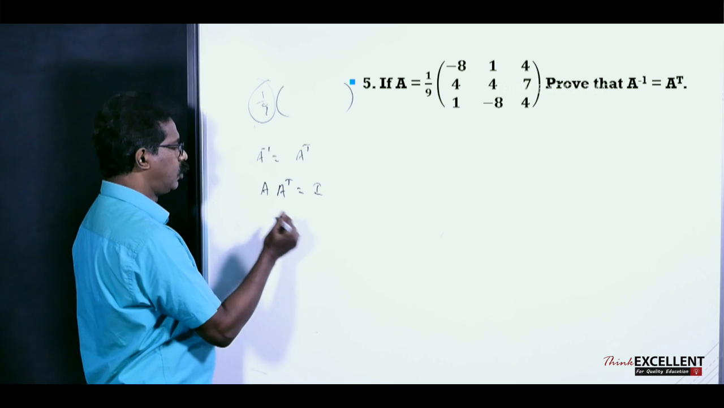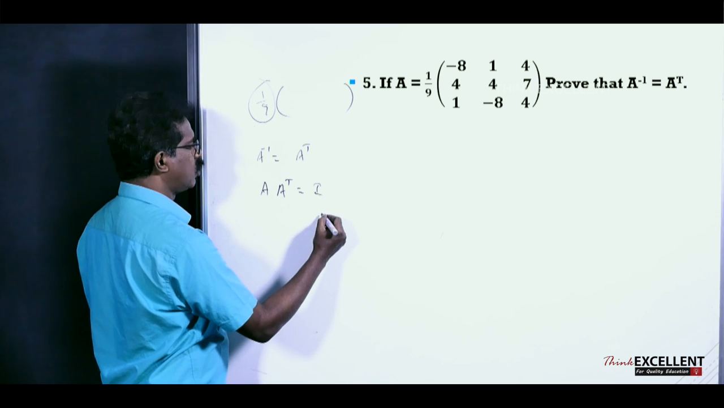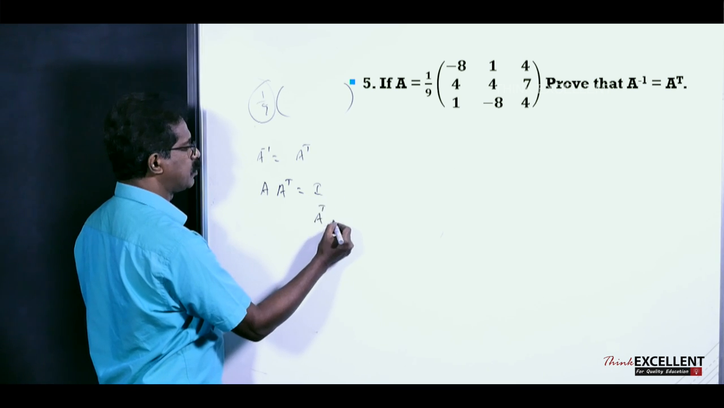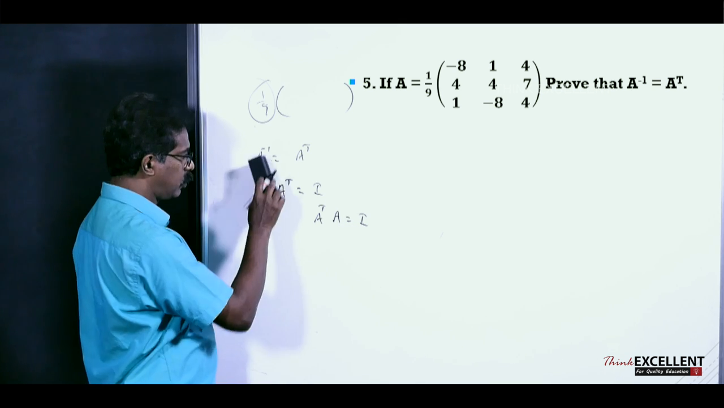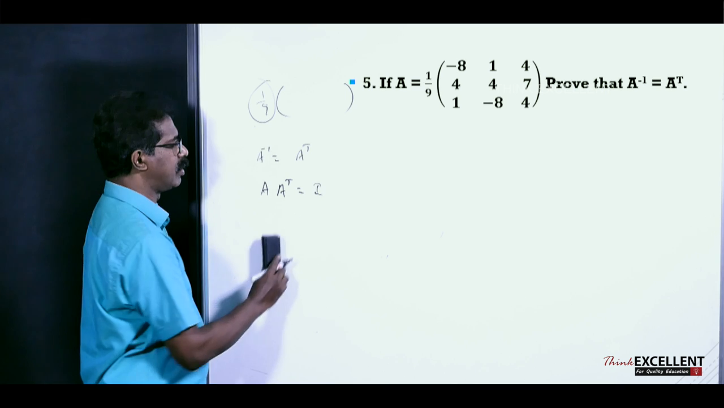And the reverse you can do, that no need to prove. You can say we can prove that A transpose into A is also I. That you write for both. One part you prove, and for the other you say we can prove.